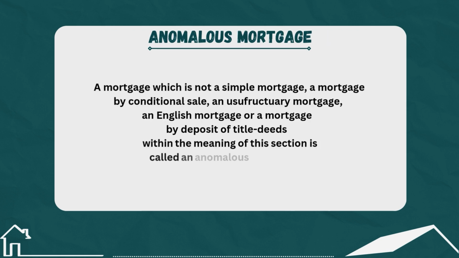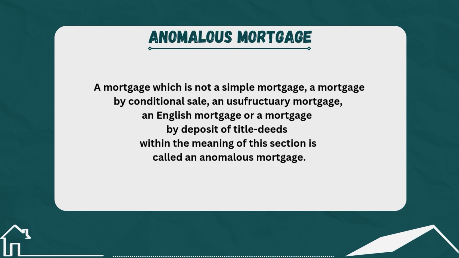The last kind of mortgage is anomalous mortgage. A mortgage which is not a simple mortgage, a mortgage by conditional sale, an usufructuary mortgage, an English mortgage or a mortgage by deposit of title deeds, within the meaning of this section, is called an anomalous mortgage.